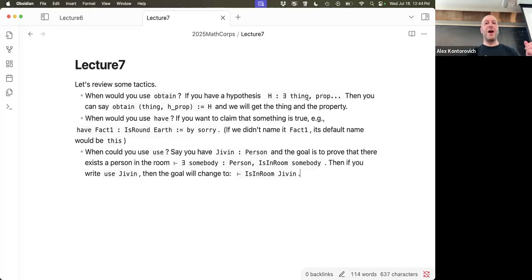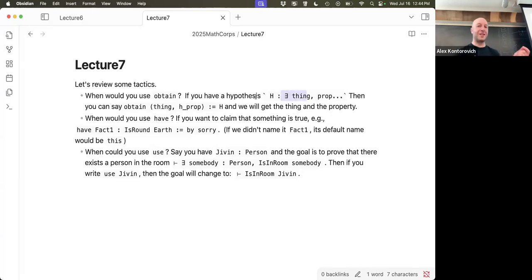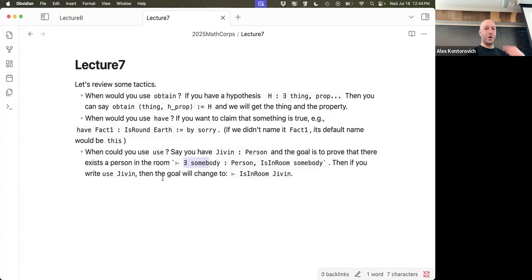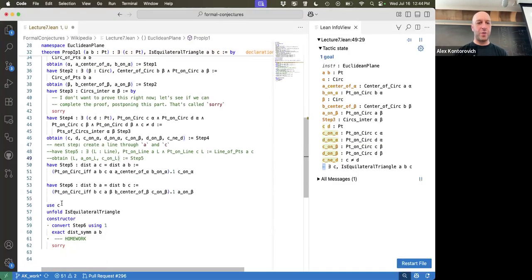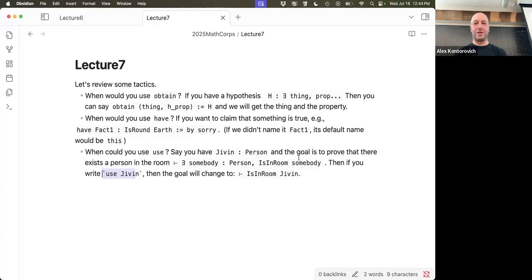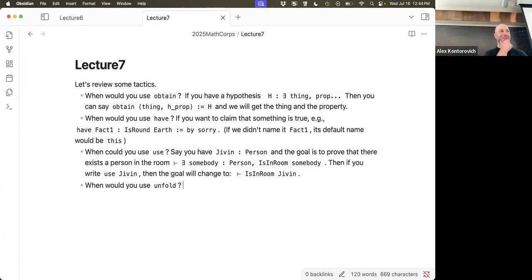So again, if you have a there exists in a hypothesis, then you want to obtain that thing. If you have a there exists in the goal, then you want to use that person, place, or thing. Okay. We saw unfold. When would you use unfold? Somebody new?